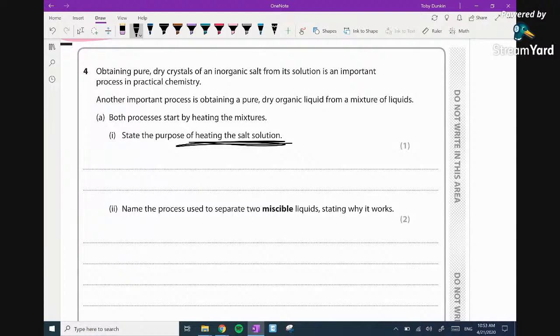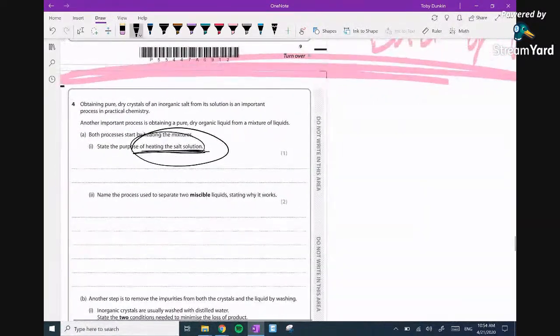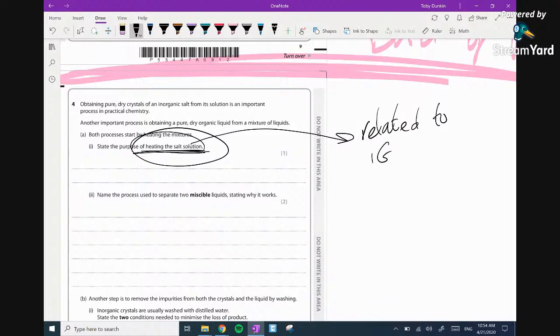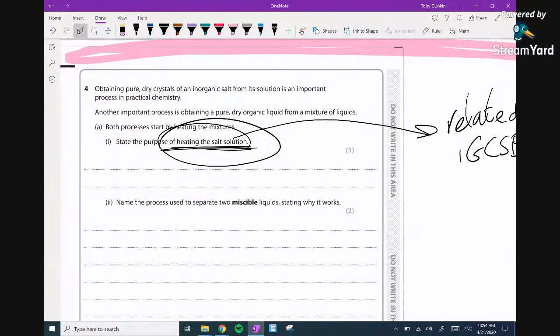Right. So, guys, this is GCSE. Do you remember doing salt extraction from GCSE? The preparation of salts. You learned 2 methods at GCSE, one for making soluble salts and one for making insoluble salts. This is related to IGCSE, GCSE salt preps. In this case, they're talking about a soluble one. So this part is actually relatively straightforward.